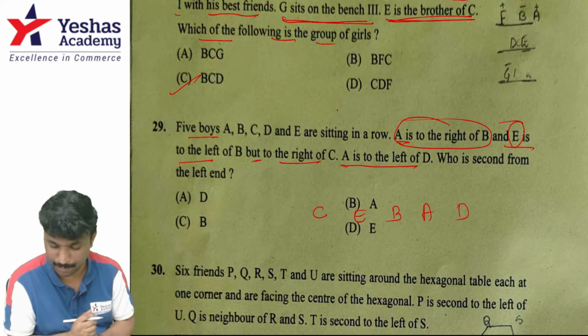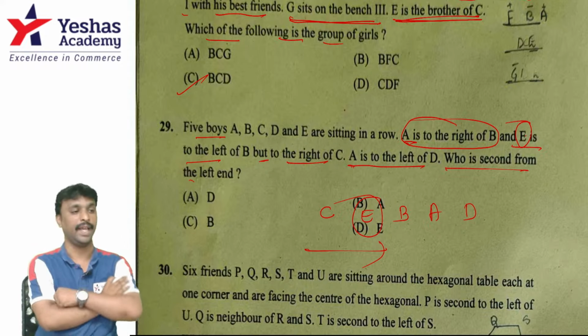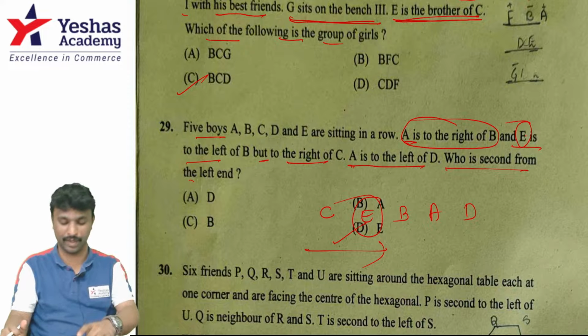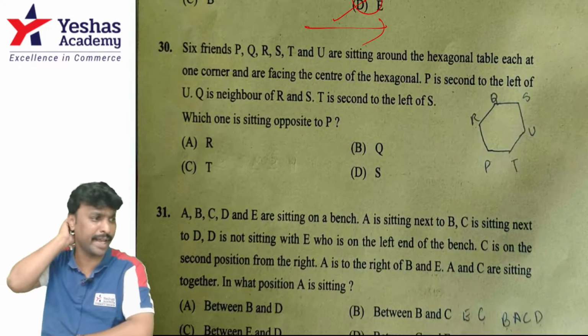This is the exact positioning of the five people. Who is second from the left end? From the left end, second person is E. So therefore, the answer is option D. Is this clear, everybody? Yes, moving on to the next question.